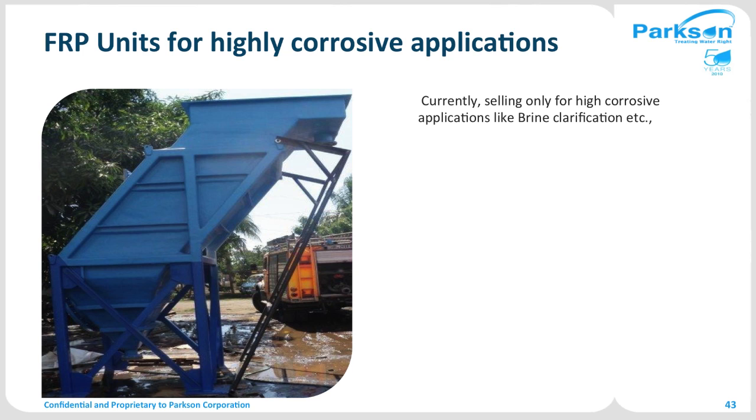Another option available is the FRP unit. This is only being offered for highly corrosive types of applications like brine clarification. We limited this design to a 1135 square foot unit because it's a square unit, and with FRP, it's going to be structurally challenging if we want to manufacture units bigger than 1135 square feet.